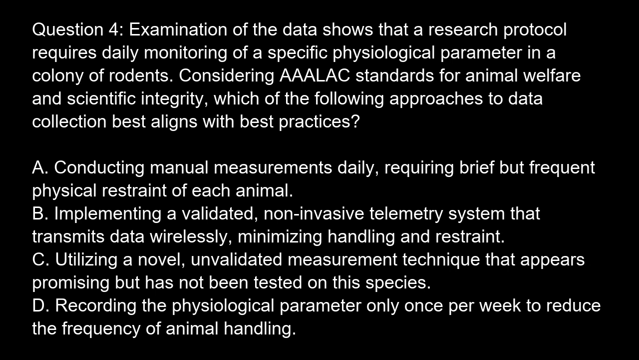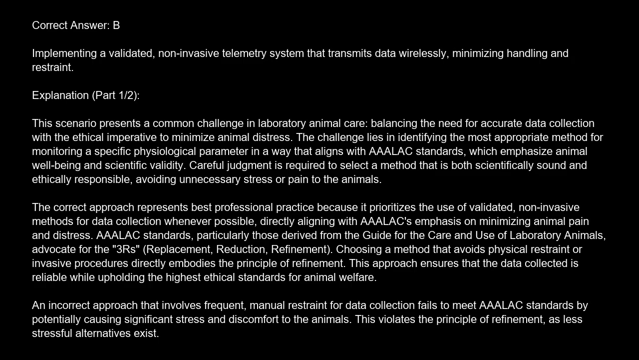Option B. Implementing a validated, non-invasive telemetry system that transmits data wirelessly, minimizing handling and restraint. Option C. Utilizing a novel, unvalidated measurement technique that appears promising but has not been tested on this species. Option D. Recording the physiological parameter only once per week to reduce the frequency of animal handling. Correct answer is B. Implementing a validated, non-invasive telemetry system that transmits data wirelessly, minimizing handling and restraint.